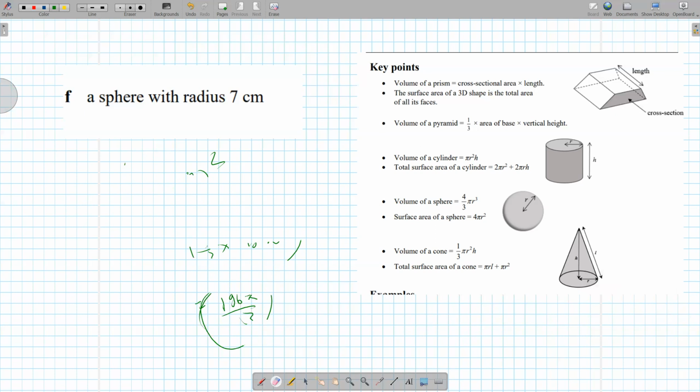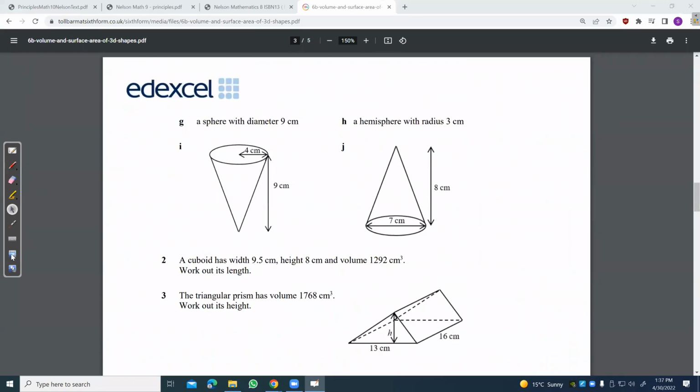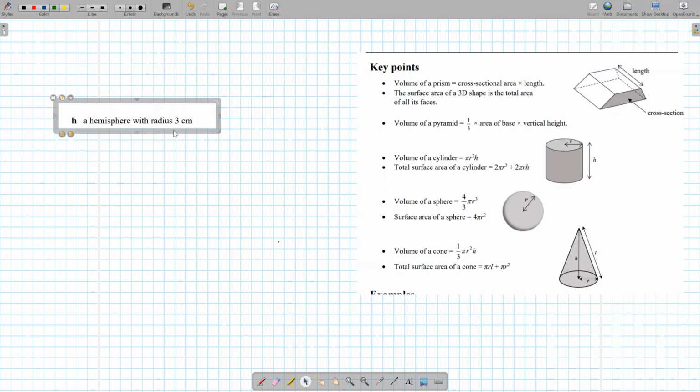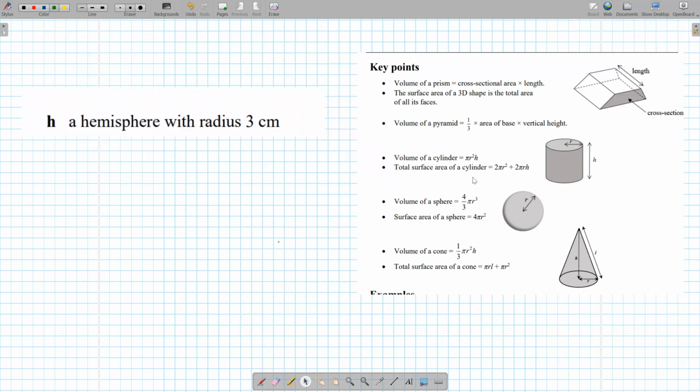Okay. So that's a sphere. We haven't encountered a cone yet, but I'm sure we will. Ooh, what about this one? They want us to find the volume of a hemisphere. What is a hemisphere? Is it half of a sphere? It is half of a sphere, exactly. What will be the volume of a hemisphere?